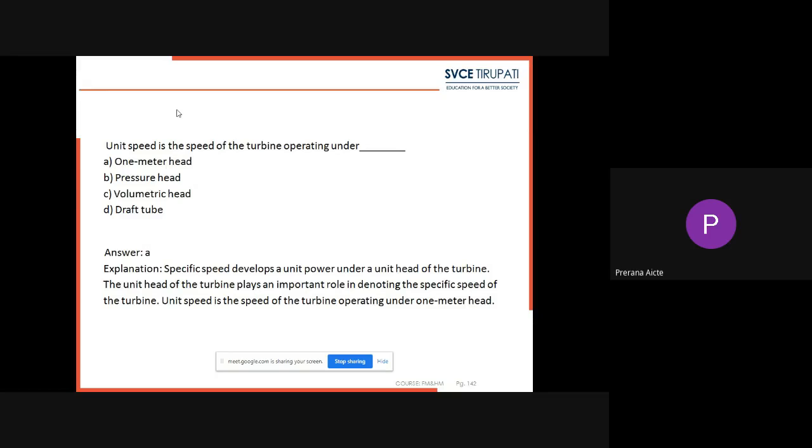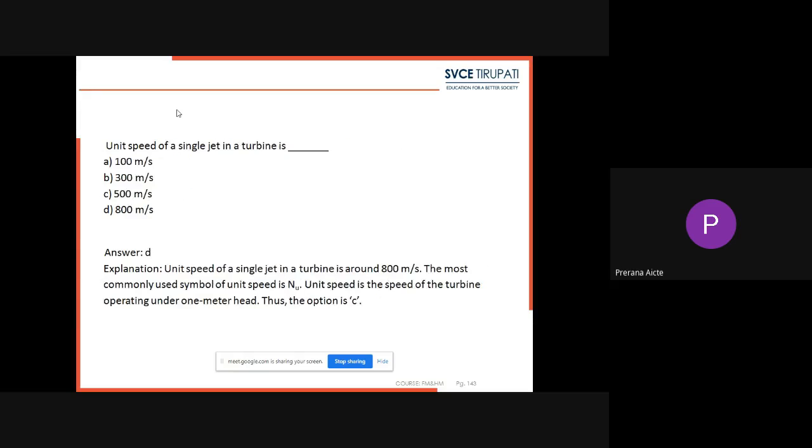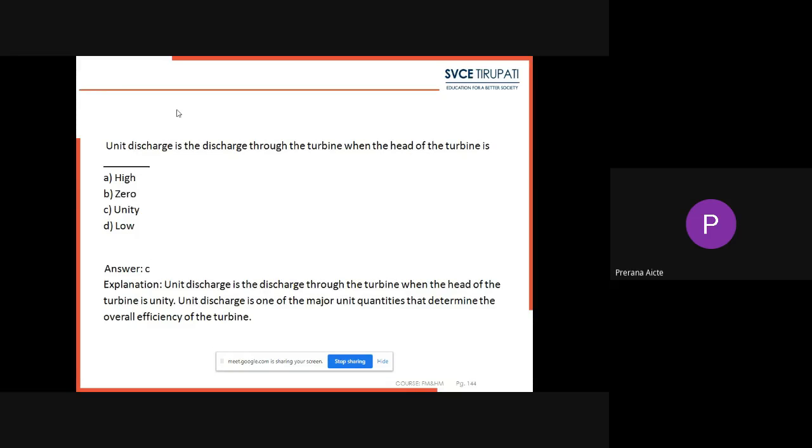The unit speed is the speed of the turbine operating under 1 meter head. So the unit discharge is the discharge through the turbine when the head of the turbine is unity.